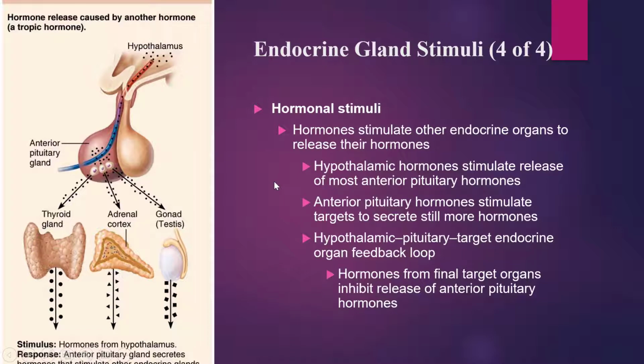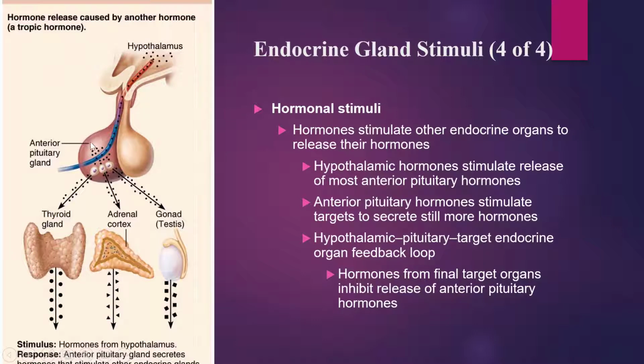The next one is hormonal stimulus. So another hormone stimulates other endocrine glands to release their hormones. These hormones that stimulate other endocrine glands are what's called tropic hormones. And you have several tropic hormones that are found in the anterior pituitary. This is the pituitary gland. This is your anterior pituitary gland, and that's the posterior pituitary gland.